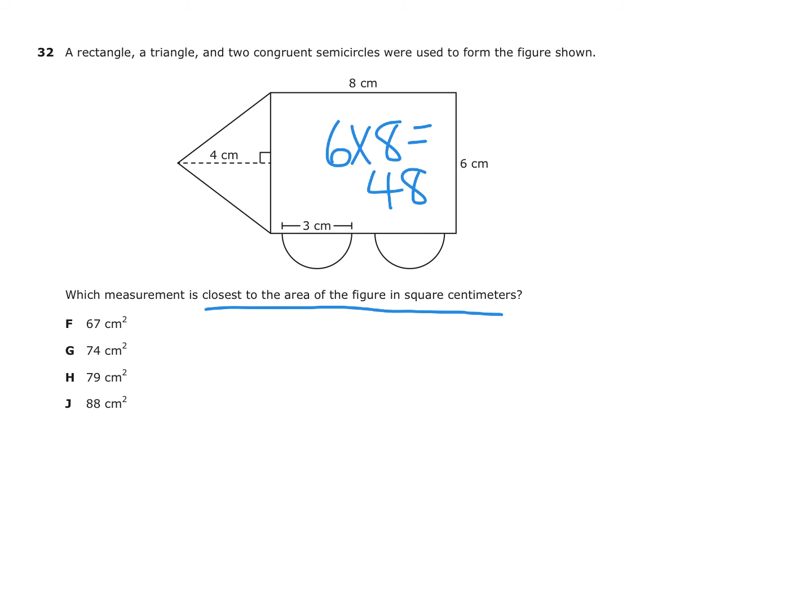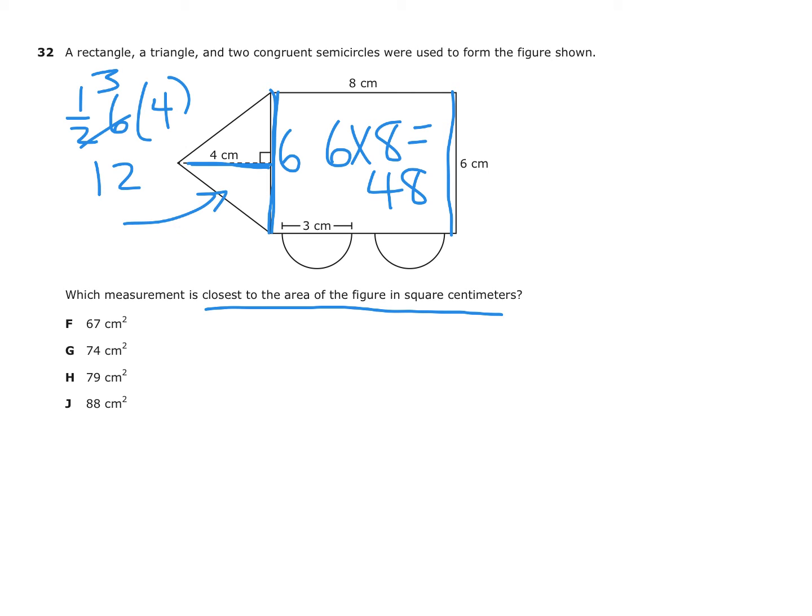The area of the triangle is 1/2 base times height. This base here is 6 because this is 6. So we're going to do 1/2 the base, 6, times the height. This would be the height here. So this is 6 and this is 4. So 1/2 of 6 is 3, and 3 times 4 is 12. So 12 square centimeters for the triangle. So we have 48 for the rectangle, and we have 12 for the triangle. That's 60 so far. So the answer is going to be more than 60 because we have to add 2 semicircles.